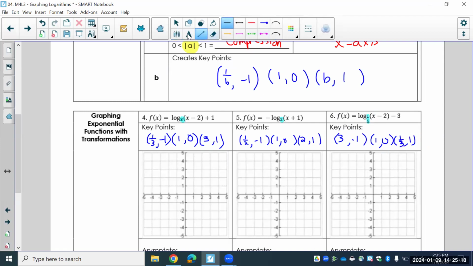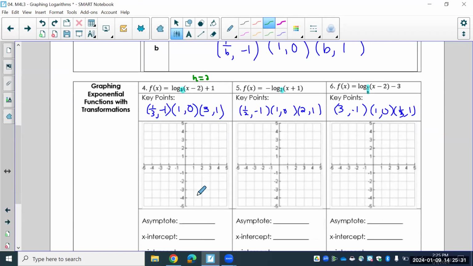So the asymptotes come from h. And literally, it goes back to that solving for 0. If I set this equal to 0, I would get x equals 2. Now, initially, we call that an h, so it's h equals 2. But the corresponding asymptote is, in fact, x equals 2.